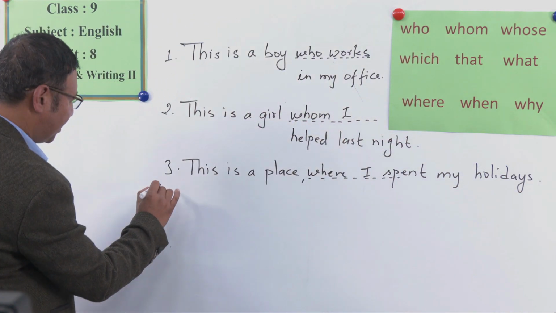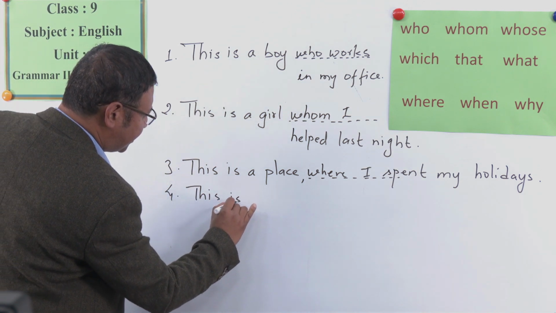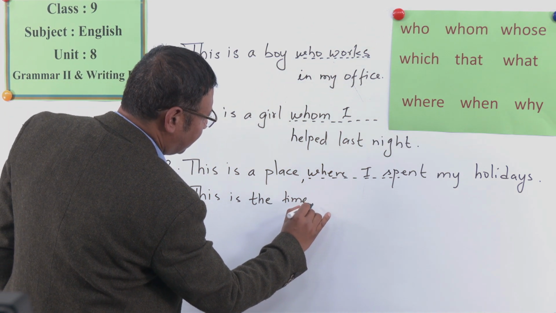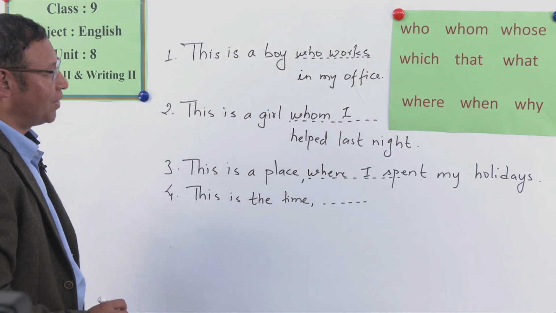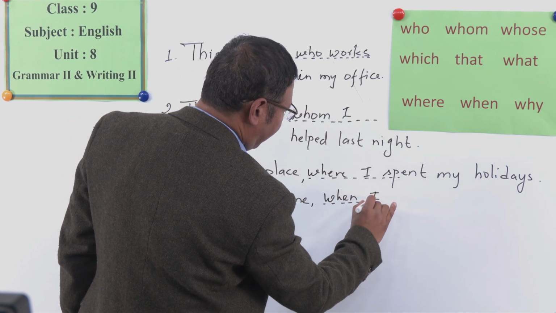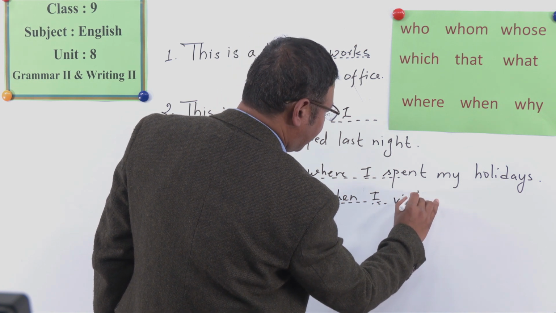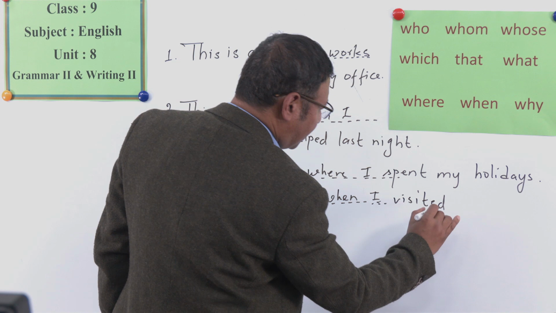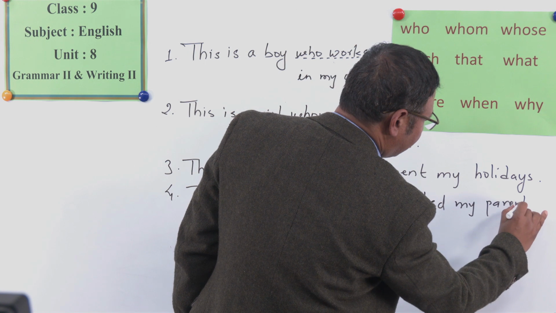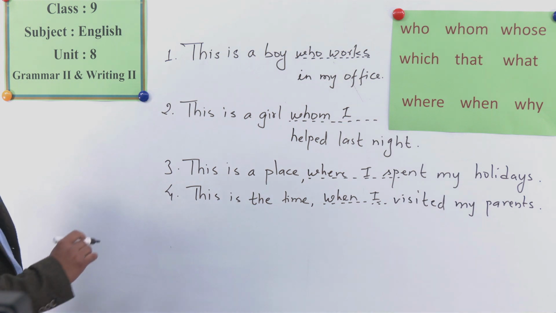All right. Number 4. This is the time. Can you fill in the blanks? This is the time when I visited my parents. All right. So in this way, one more.